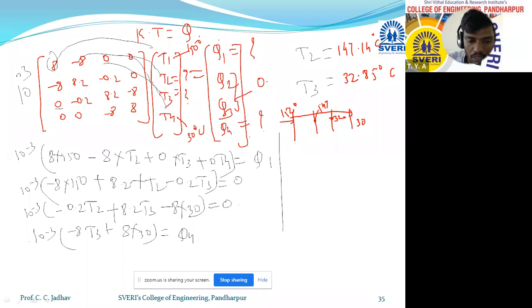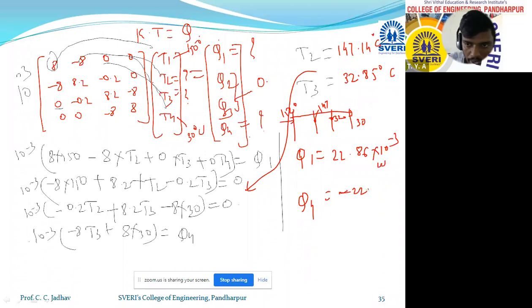Then put these T2 and T3 values in this equation and tell me the Q1 and Q4 values. Q1 is 22.86 into 10 raised to minus 3 watt, and Q4 is minus 22.8 into 10 raised to minus 3 watt. So these are the correct answers.